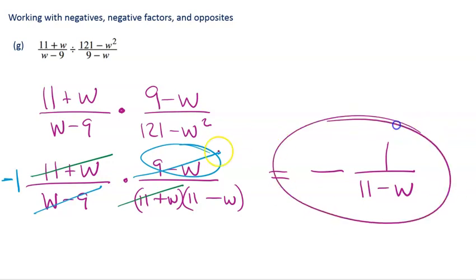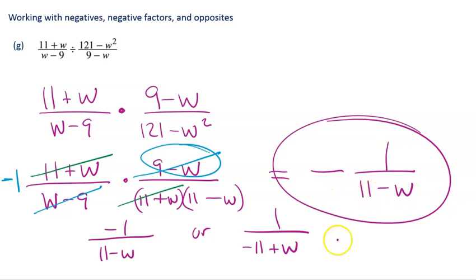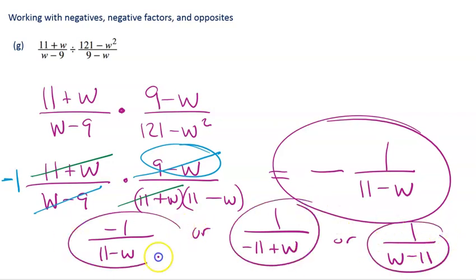Now, that's an appropriate answer. I don't find a thing wrong with that. If you wanted to take the negative to the numerator, you could, and you could say that's negative 1 over 11 minus W. You could even take the negative to the denominator instead and leave the positive 1 on top and say that's negative 11 plus W, right? Because it distributes into both. Or you can even leave the 1 on top and say that's W minus 11. All of those are correct. I promise you not one is better than the other. It's just distributing the negative inside.